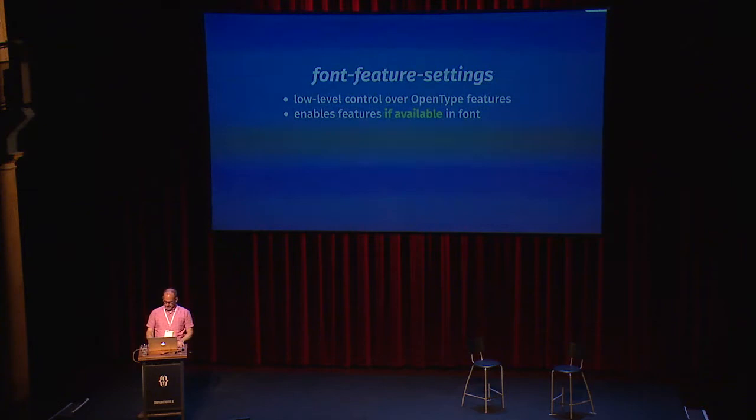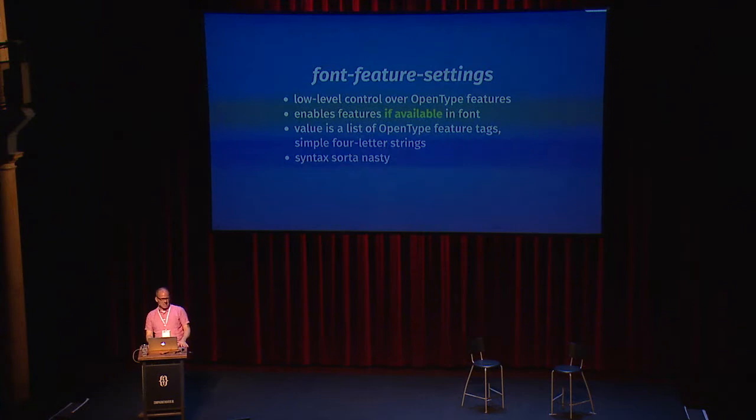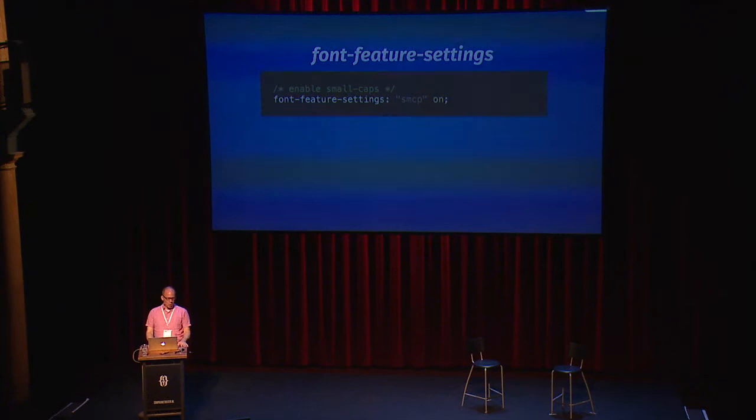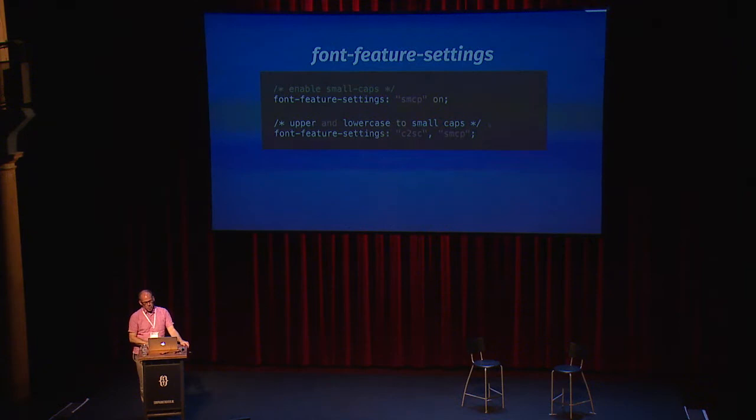So the value list for this property is simply a comma-delimited list of these four-letter strings. And so that makes the syntax not very CSS-like. This is how you would enable small caps, for example. You say font-feature-settings, and then this tag is the OpenType tag for small caps. And you can have a keyword on, off, or 0, 1, whichever you prefer, or you can simply omit it. That implies that it's on. And that's what's going on here. Here we're turning on the capitals to small caps and the small caps, and that will get you basically all of the characters in the line appearing as small caps.